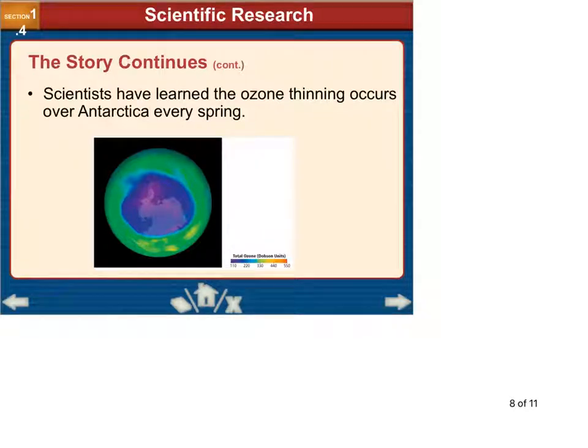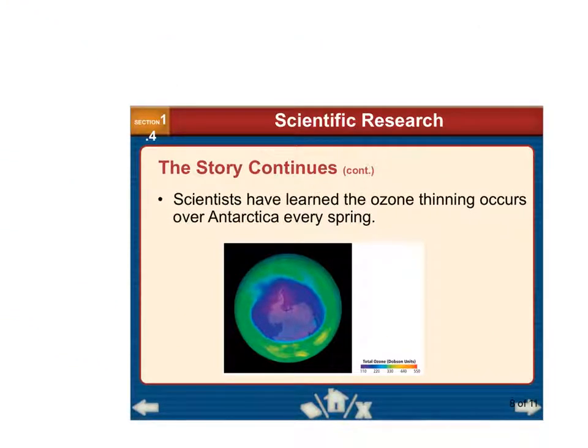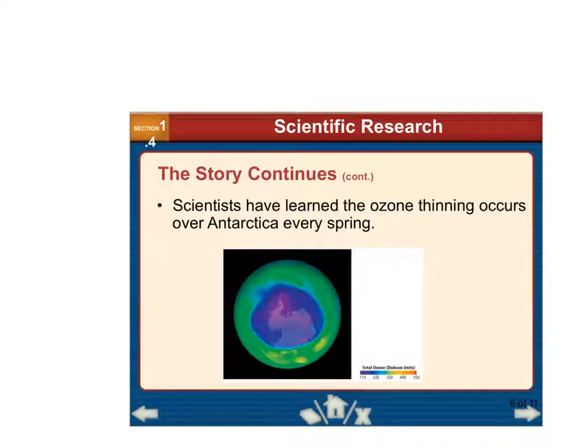And then scientists also learned that the ozone thinning occurs every spring. So that appears to be somewhat of a cyclic pattern. So maybe there's more to it than just the CFCs on the thinning of the ozone layer.